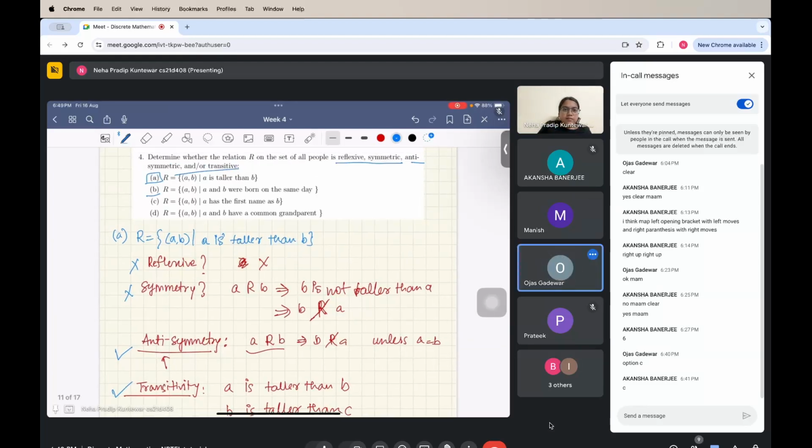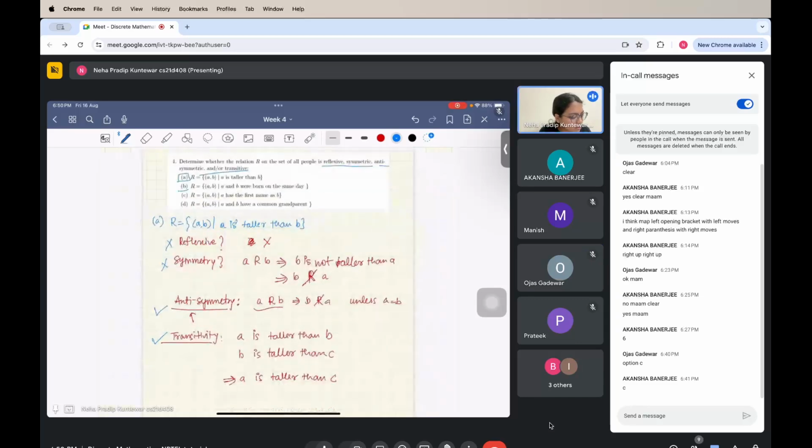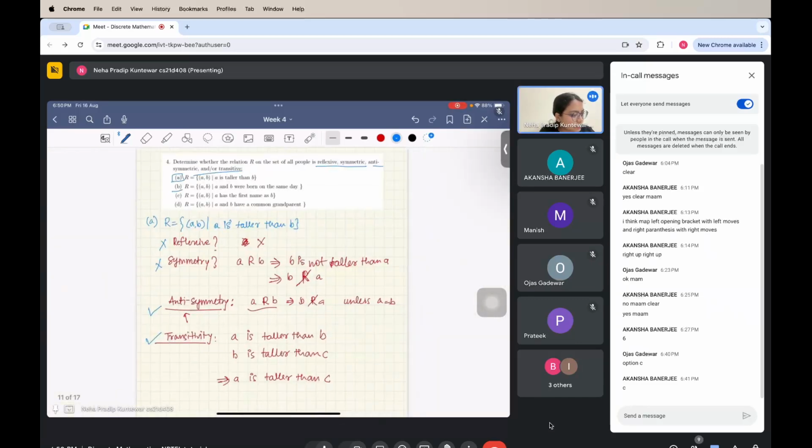Ma'am, the answer for B, it is a reflexive relation. It is a transitive relation. Sorry, it is a symmetric relation. It is not an antisymmetric relation, and it is a transitive relation. Okay, good. So let's see that.